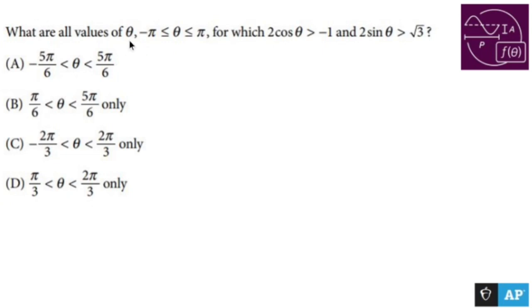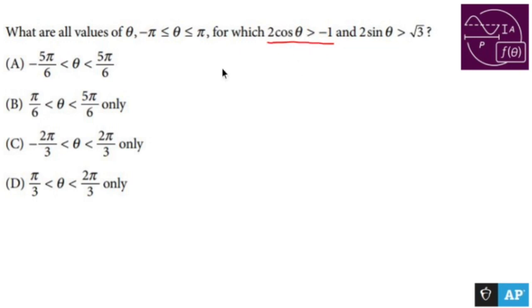What are the values of theta, where negative pi is less than or equal to theta, which is less than or equal to pi, for which 2 cos theta is greater than negative 1, and 2 sine theta is greater than root 3? Pretty brutal problem. Okay, and the way I'm going to start out is I'm going to take one at a time.